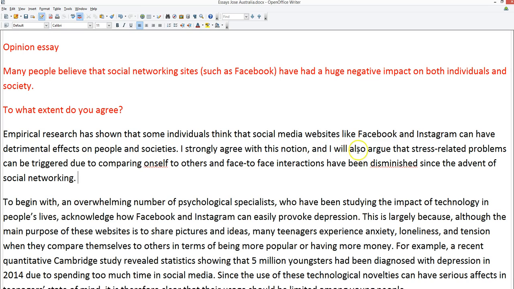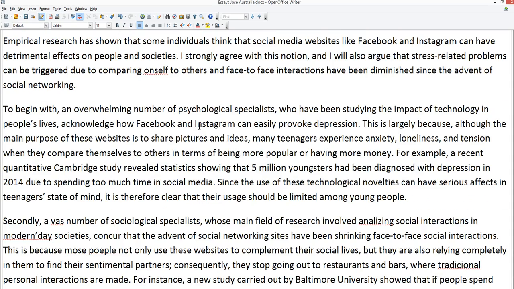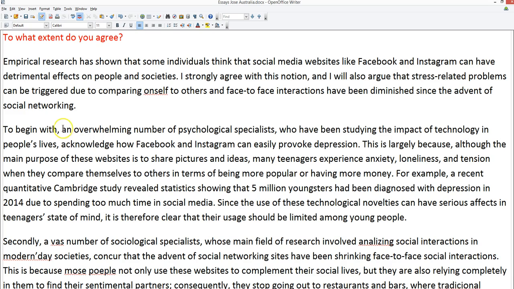We have an outline. Okay, comparing yourself to the lives of other people. Okay, and face-to-face interactions have been diminished. Okay, so this one is better. We have an outline sentence, and then an overwhelming number of psychological specialists. Blah, blah, blah. Well, how do we know that that is true? It doesn't say that. I mean, this looks more like an example.